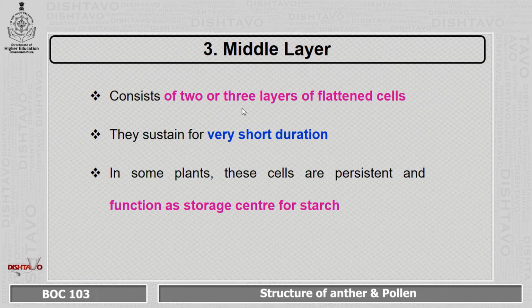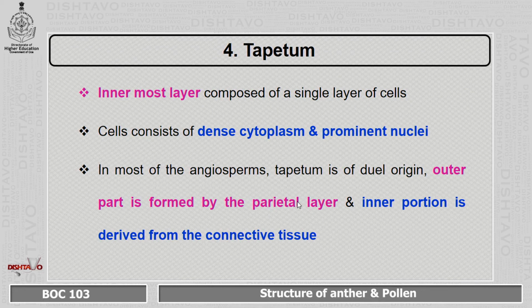Middle layer, it consists of 2 to 3 layers of flattened cells. They sustain for a very short duration. In some plants these are persistent and they will function as a storage center of starch.